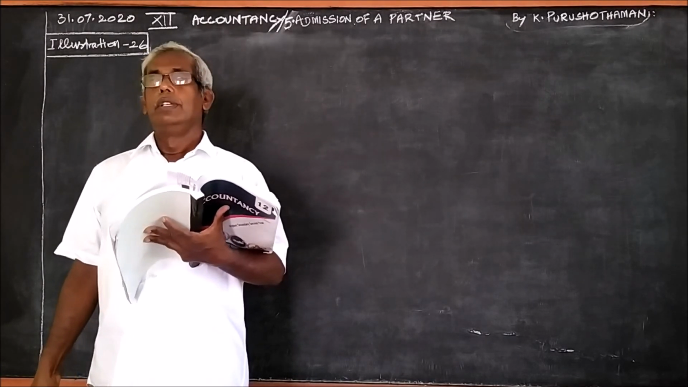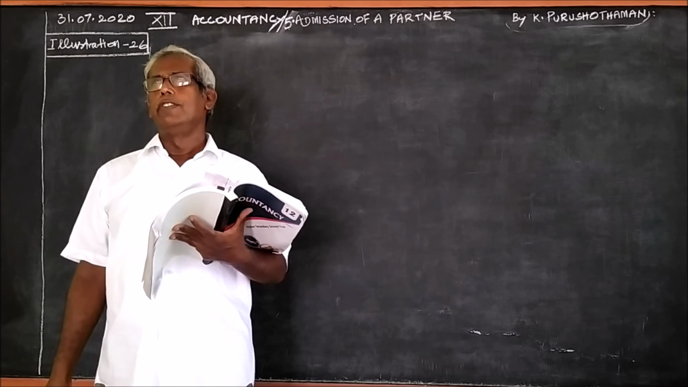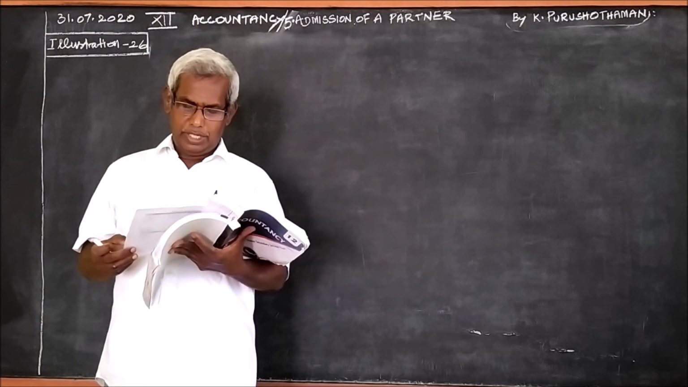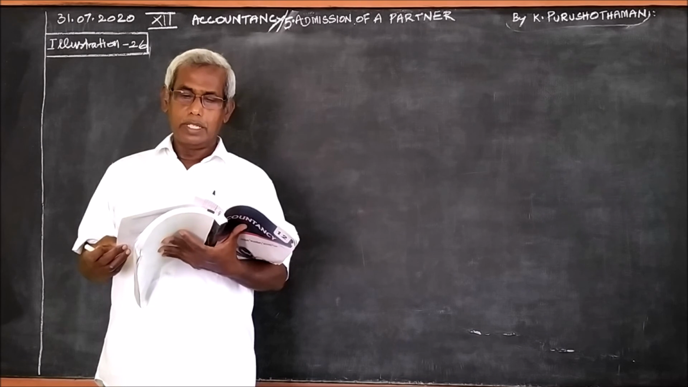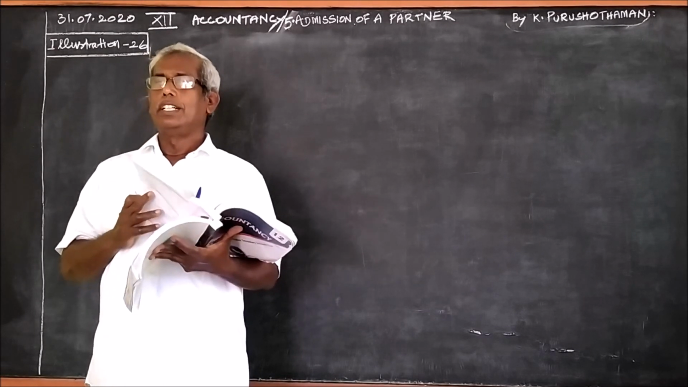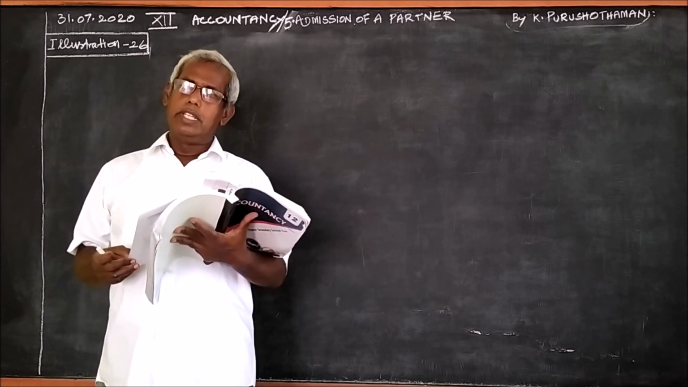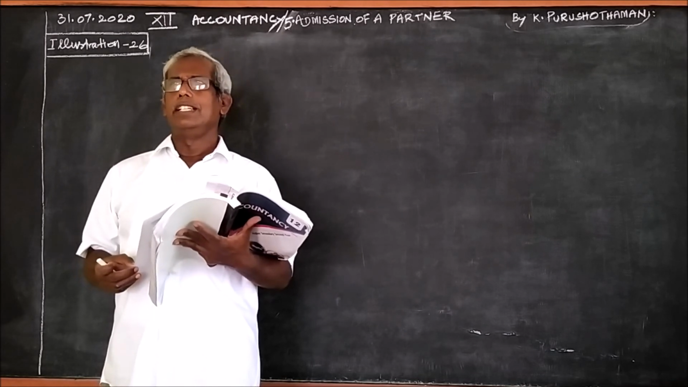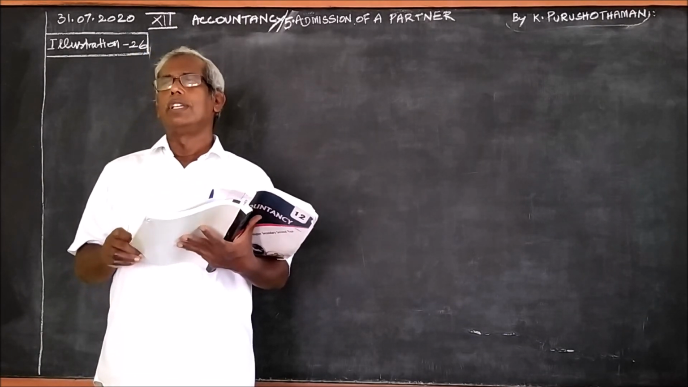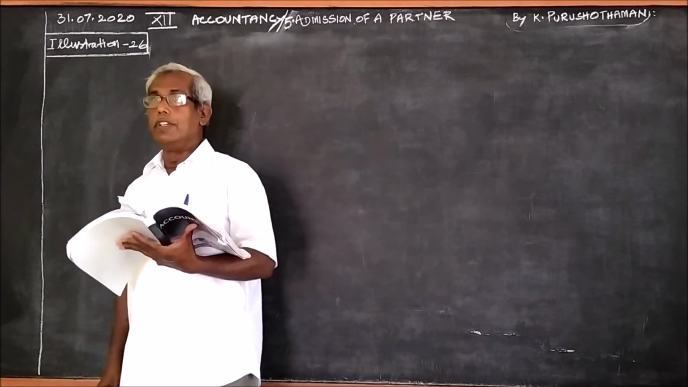When it is asked to prepare necessary ledger accounts, generally we prepare the revaluation account and capital account. These are the two necessary ledger accounts. In addition to that, we may prepare the bank account also. Bank account is also one of the necessary ledger accounts. In this problem, it is necessary, because there are many entries for cash at bank, that is, in the bank account. So how it is, we will see.